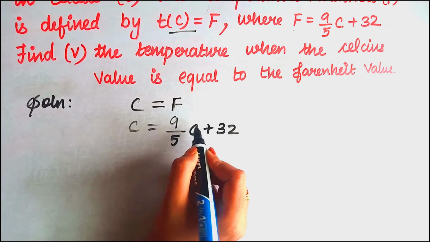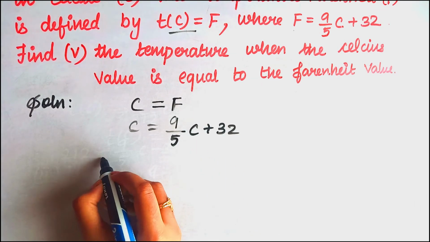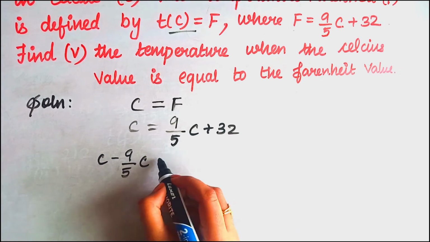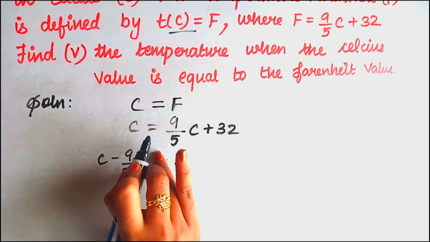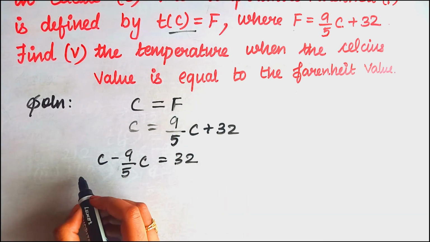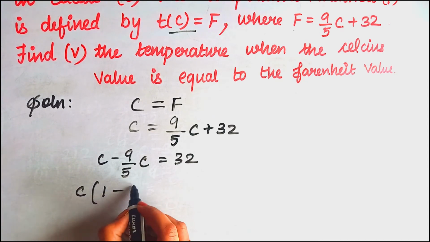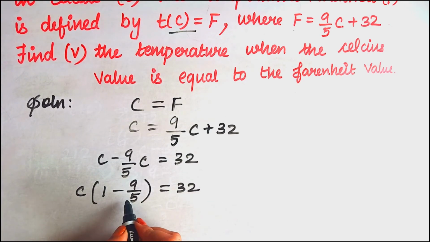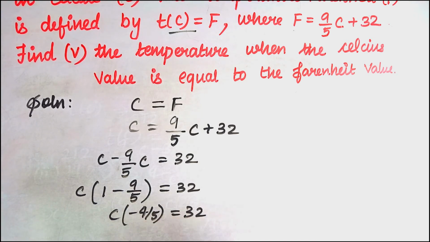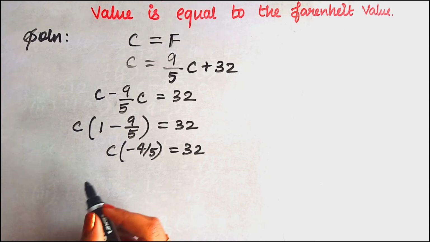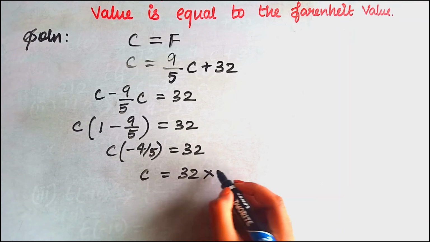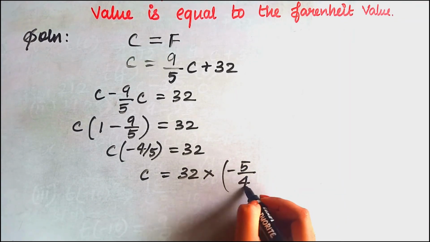Okay, now let's take the c terms to the left hand side, so that we'll get c minus 9 by 5 c plus 32, is equal to 32, right? Now let's take c to be common, so that we'll get c into 1 minus 9 by 5 is equal to 32, and while we subtract this, we get c into minus 4 by 5, which is equal to 32. Now let's take this minus 4 by 5 to the right hand side, so that you'll get c is equal to 32 into minus of 5 by 4.